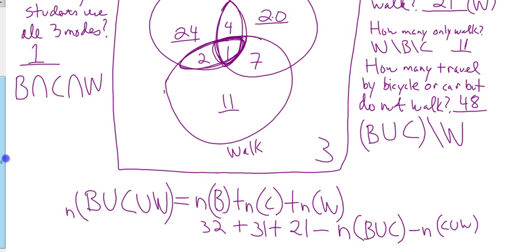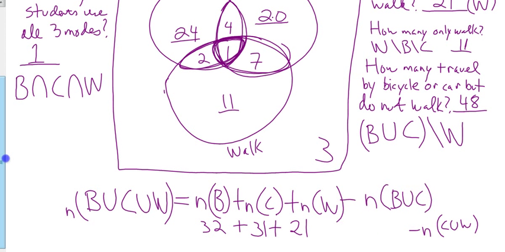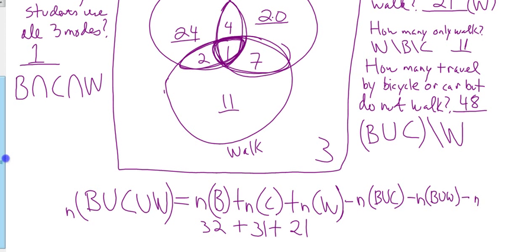But we've counted these guys twice. Oops, you know what, that should be up here. Can I move that up there? Okay, so minus the number who, what did we say that was, bicycle or car, minus the number who bicycle or walk, minus the number who car or walk. Okay, so what do we got there?